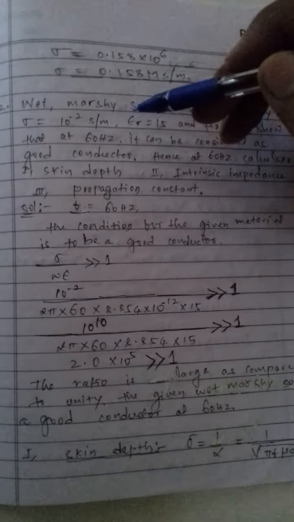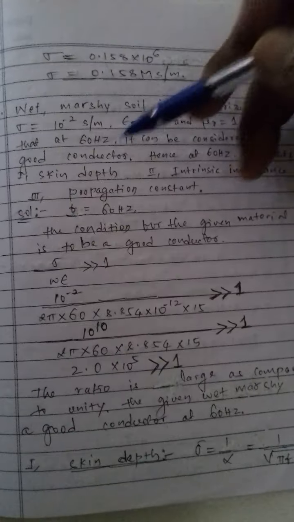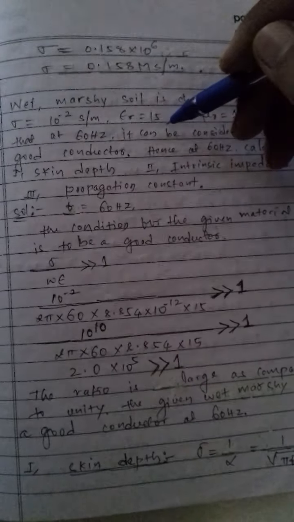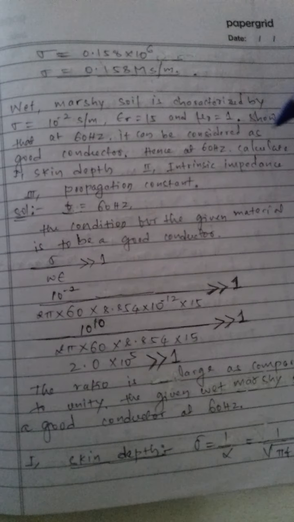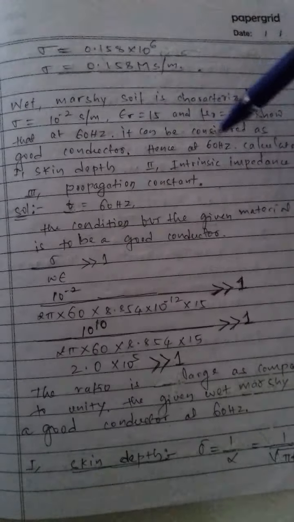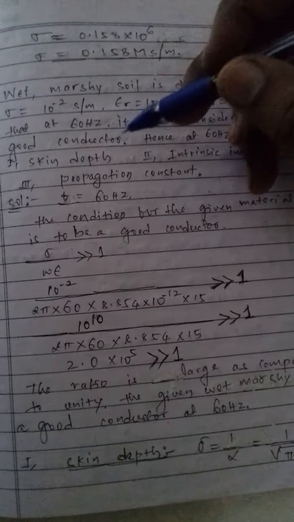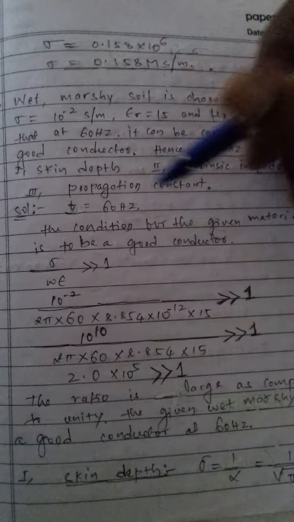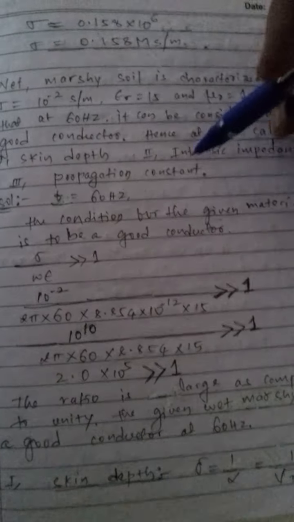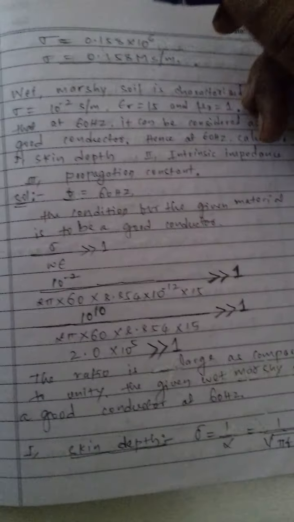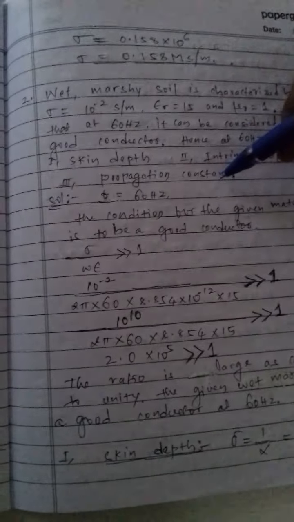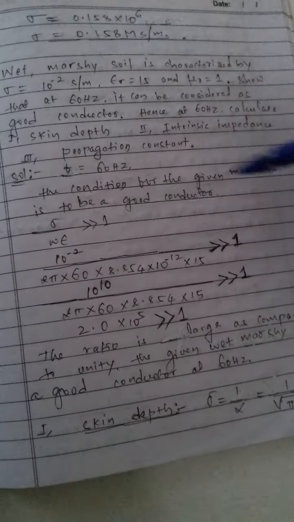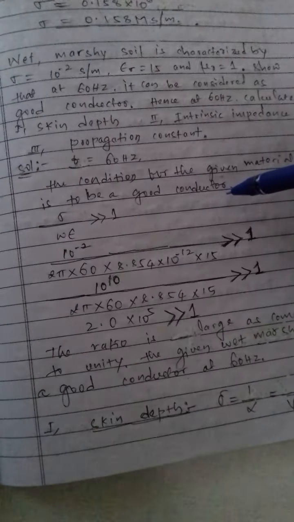The wet marshy soil is characterized by sigma is equal to 10 raised to minus 2 Siemens per meter, epsilon r is equal to 15, and mu r is equal to 1, so that at 60 Hz it can be considered as a good conductor. Hence, at 60 Hz calculate the skin depth, intrinsic impedance, and the propagation constant, that is the parameters.